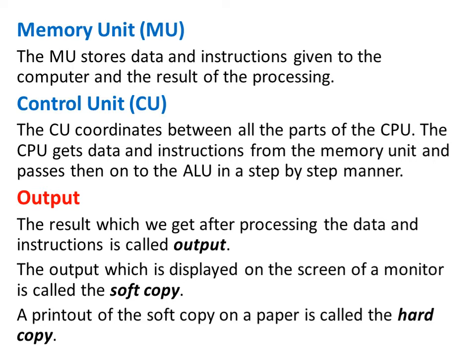Now let's see the third cycle, which is called output. The result which we get after processing the data and instructions is called output. The output which is displayed on the screen of a monitor is called the soft copy. A printout of the soft copy on a paper is called the hard copy. So you can see here what is called output, what is soft copy and what is hard copy.